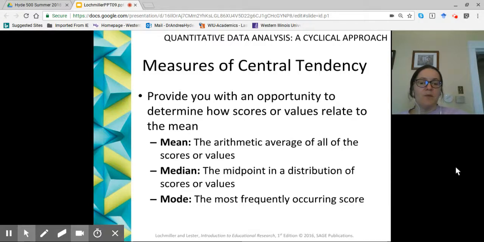And then the mode is the most frequently occurring score. Most people are going to eat at least three meals a day, right? Or let's just say three meals a day. So if you're asking people how many meals they eat a day, in most cases, most people are reporting three. That's the number that keeps coming up for you.